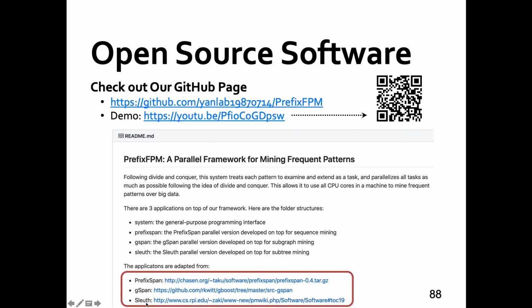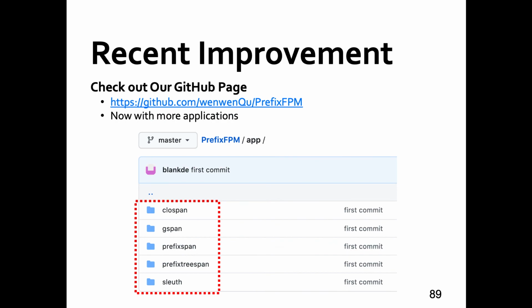We implemented 3 algorithms on top of our framework, which are parallel versions of PrefixSpan for sequence patterns, gSpan for subgraph patterns, and SLEUTH for embedded tree patterns. Our experiments show ideal speedup with the number of CPU cores in our server, which contains 32 CPU cores. We have recently added more applications on top of our PrefixFPM framework, including algorithms to find closed patterns. You can get the code for those applications from this URL.